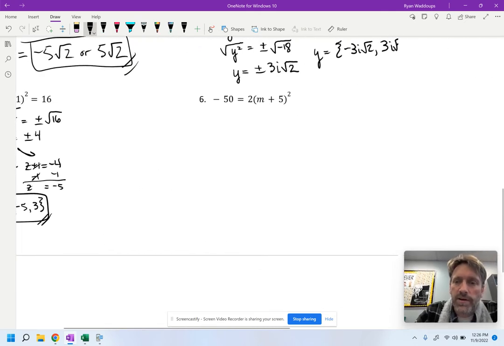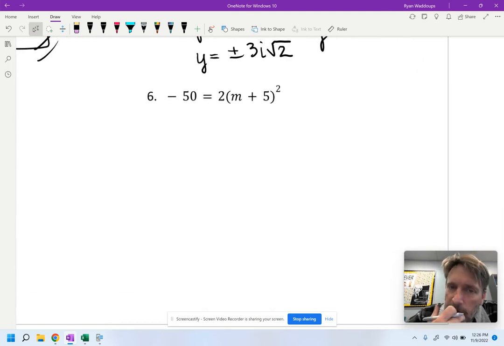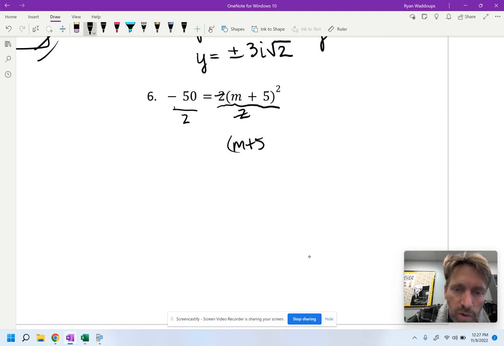All right. And then finally, we got number 6. Now, number 6, the squared part is not alone this time. It's with this 2. And so 2 parentheses means 2 times. So we're going to divide by 2. And we divide both sides by 2. We then get m plus 5, the quantity squared, is equal to negative 25.